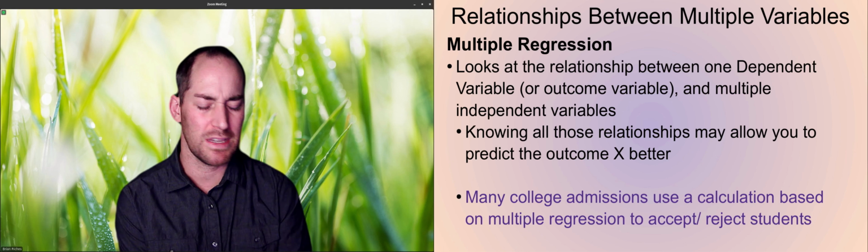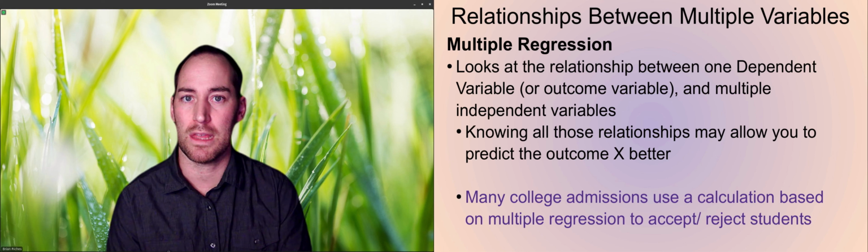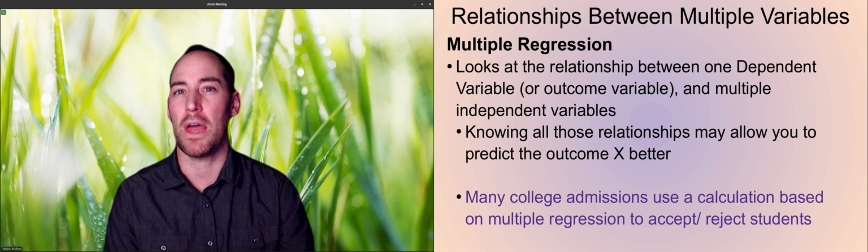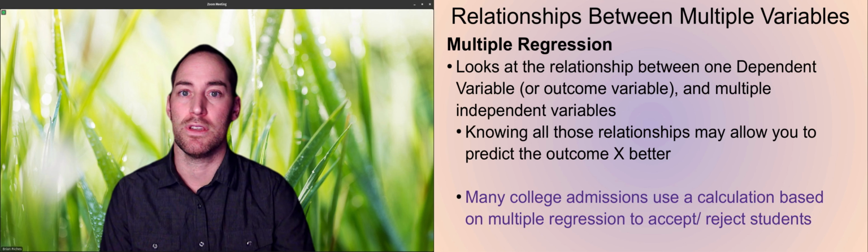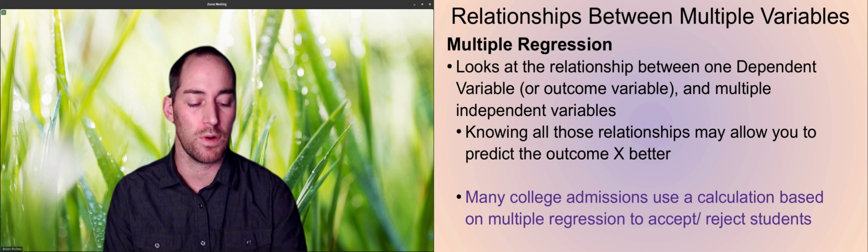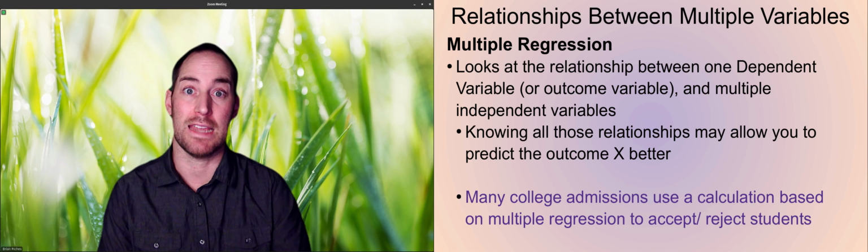So hopefully these examples help the concept make sense. Again, you're not going to need to calculate this in most of my undergrad classes, but hopefully you understand the concept as you read about it and you're reading about this is predictive of this, those kinds of things. So multiple regression is like correlation with multiple correlations at the same time.